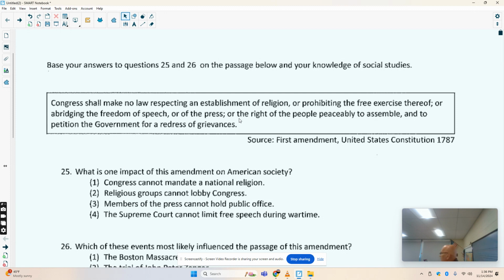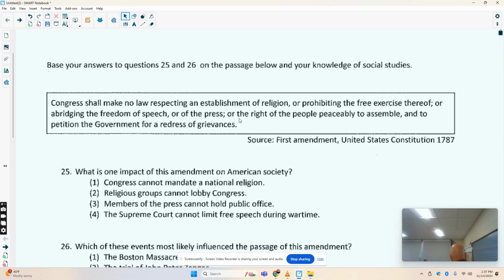1, Congress cannot mandate a national religion. Does everybody know what the term mandate means? Of course. Congress cannot require a national religion. Is choice 1 a potential correct answer choice? Yes. 2, religious groups cannot lobby Congress. Lobby means to appear before Congress and look for support. Is that an impact of this amendment on American society, that religious groups cannot lobby Congress? Absolutely not. Religious groups lobby Congress every day.